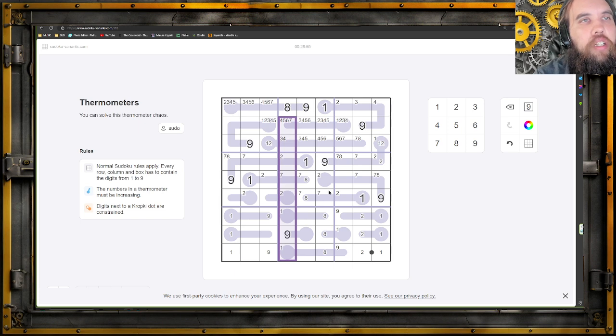Yeah, we can't put an 8 here. We can't put an 8 in either one of these positions. Can't put an 8 here. So these have to be the 8s. And that one, that all still logically makes sense.